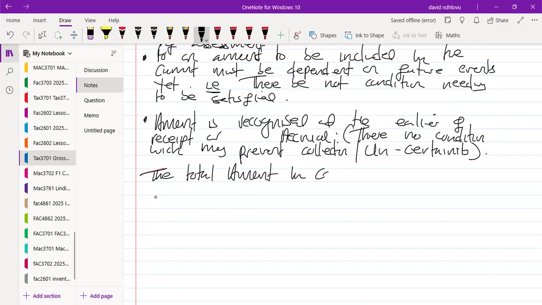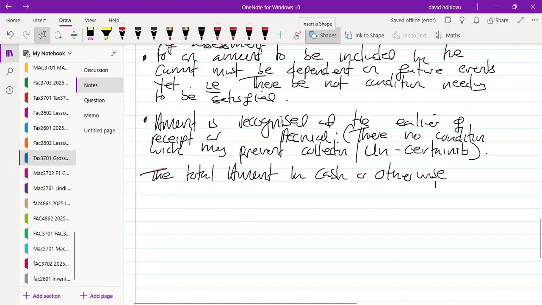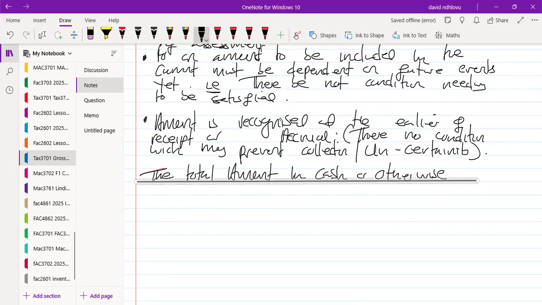Right, in cash or otherwise. So this part of the definition is also very important. All the items of the definition are important. You need to be very, very clear. We are saying what is included in gross income may include transactions of monetary values or barter exchange.